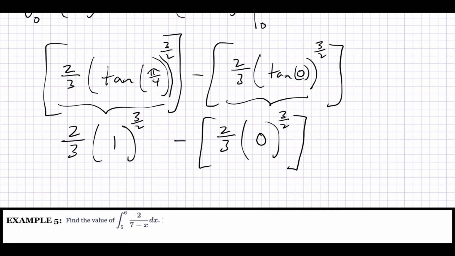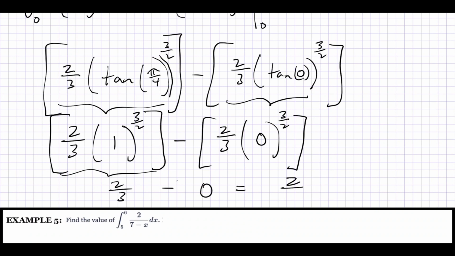Probably should keep these in brackets too. 1 to the 3/2 just stays 1, because if you cube 1, you get 1. Take the square root of 1, you still get 1. Times 2/3 is just going to be plain old 2/3. Minus 0 to the 3/2 power is just 0. Times 2/3 is still 0. So this whole thing becomes 2/3.